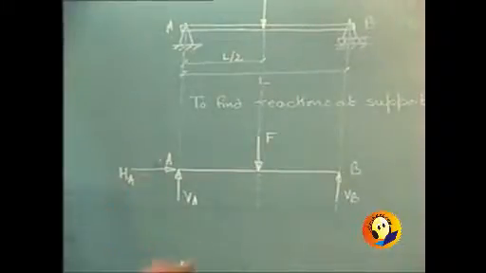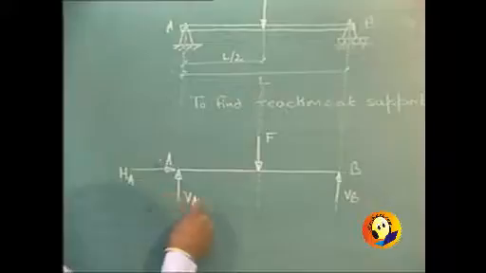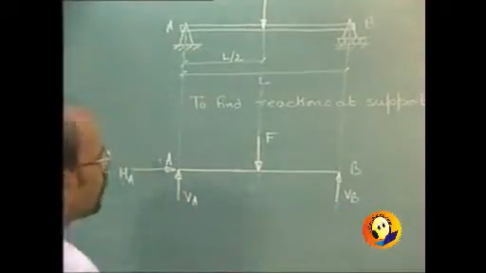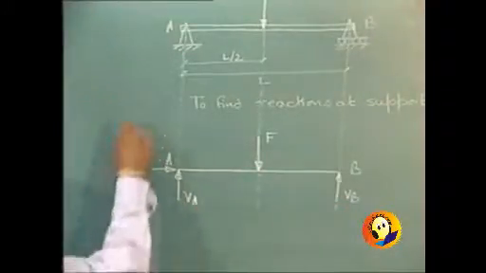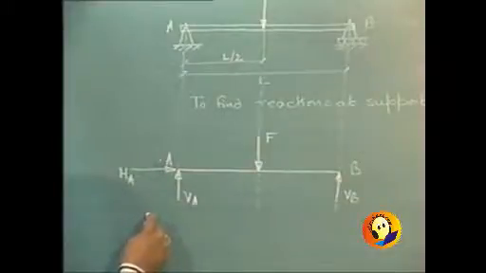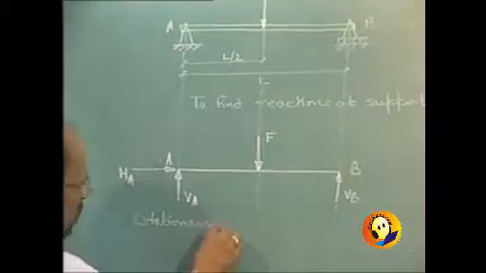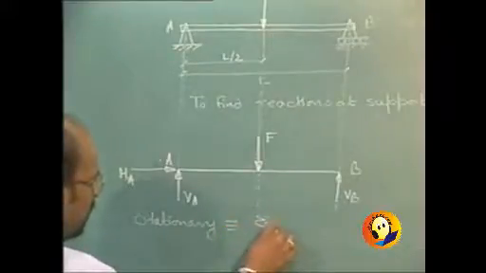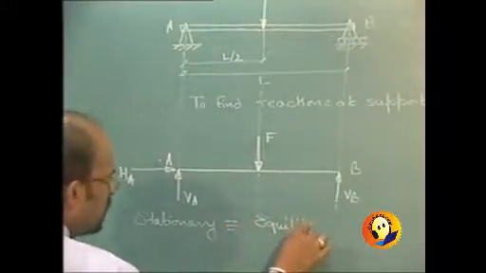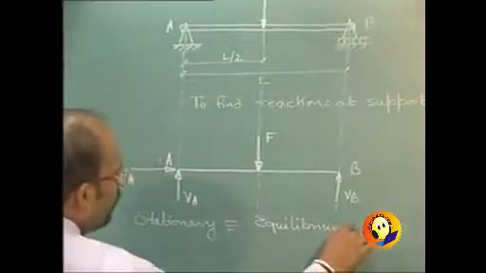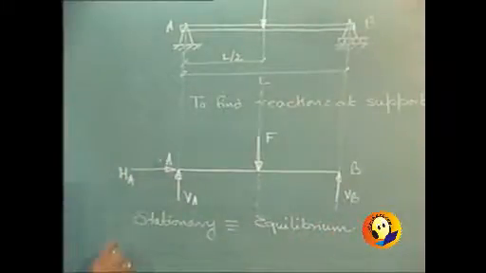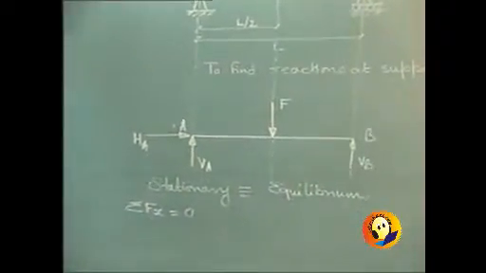Now in this case, we have got unknowns as HA, VA and VB, and to find them, because it is in equilibrium, it is stationary, which is of course indicating that it is in equilibrium. External forces, they are in equilibrium. Then our standard equations like sigma fx equal to 0, sigma fy equal to 0 can be applied.